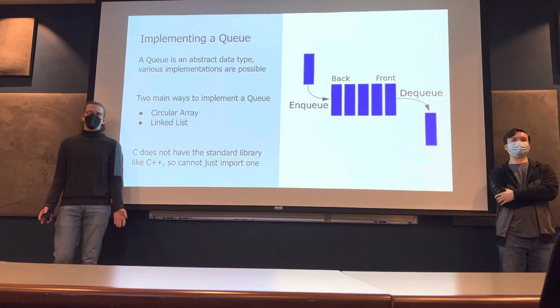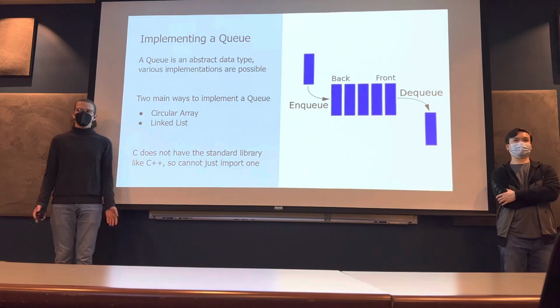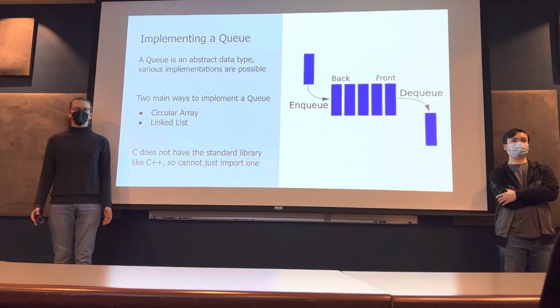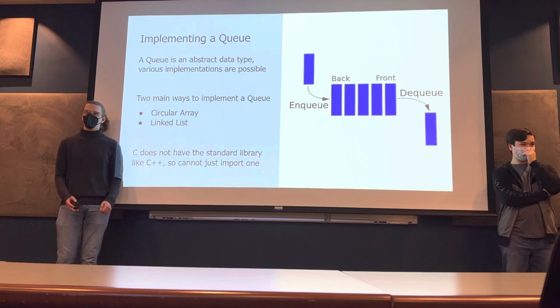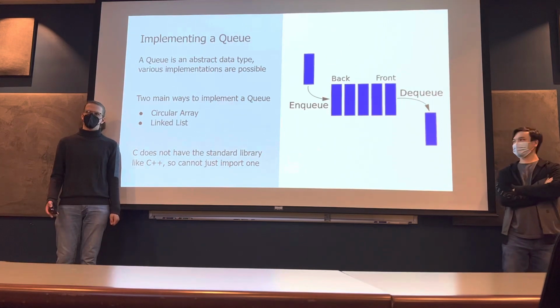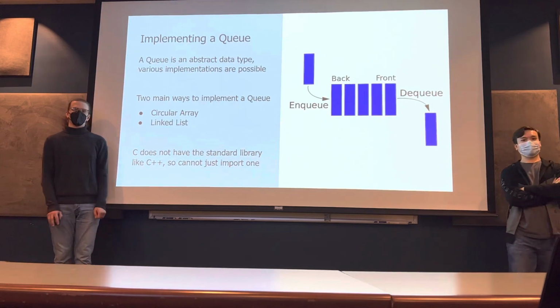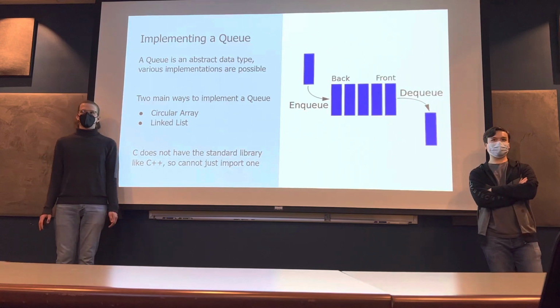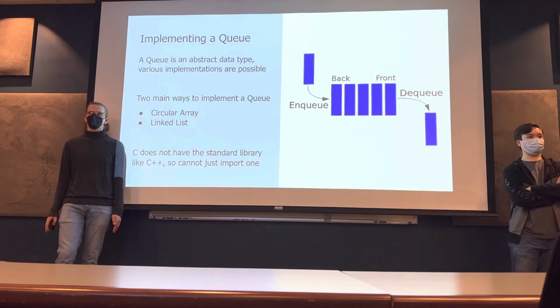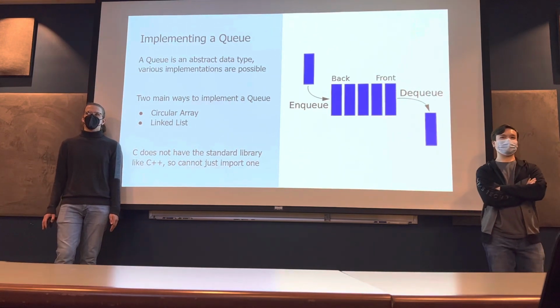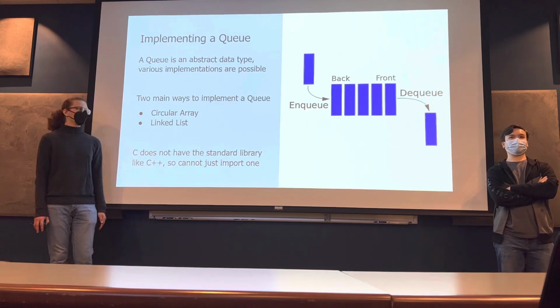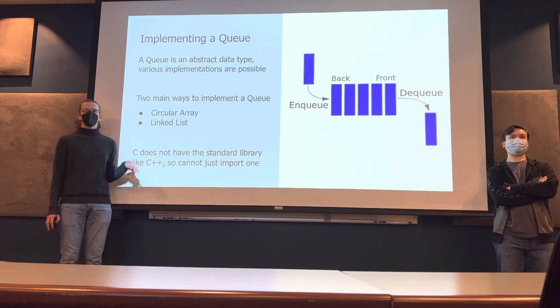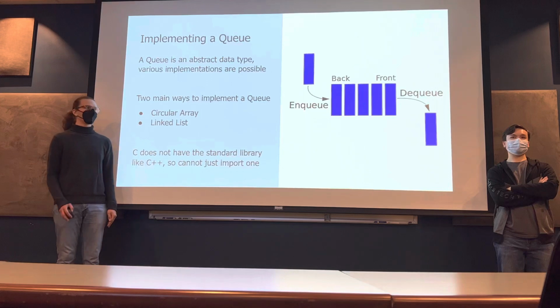And so then that's our last point. As I was saying, C doesn't have a standard template library like the C++ language. If you're familiar from CS32, there is a queue data type that you can just use. Unfortunately, you don't have that available to you, so you actually have to make one yourself using either circular array or a linked list.